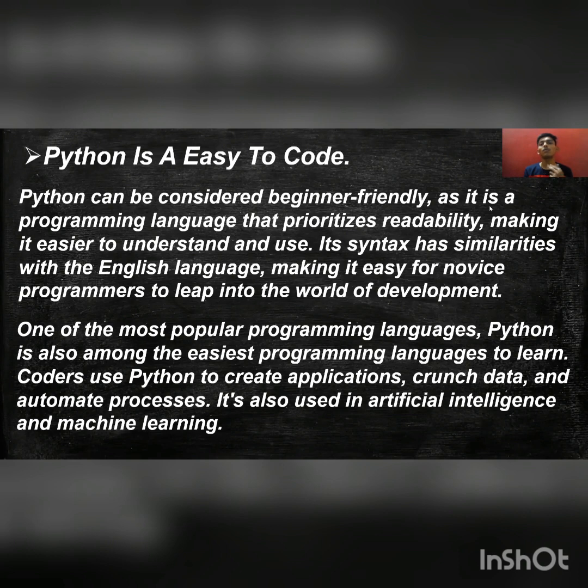One of the most popular programming languages, Python is also among the easiest programming languages to learn. Coders use Python to create applications, crunch data, and automate processes. It's also used in artificial intelligence and machine learning. Python is very useful and very easy. The programmers, the code writers, use Python for applications. They create applications by using the Python language, and Python is also used in artificial intelligence and machine learning.